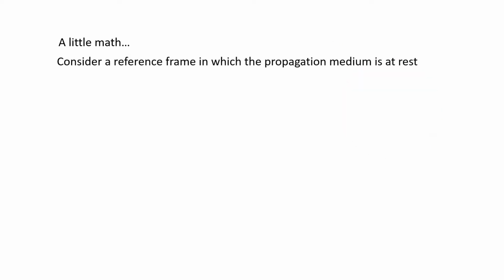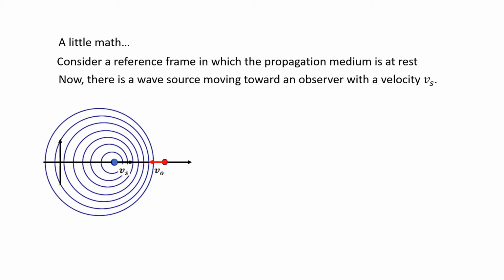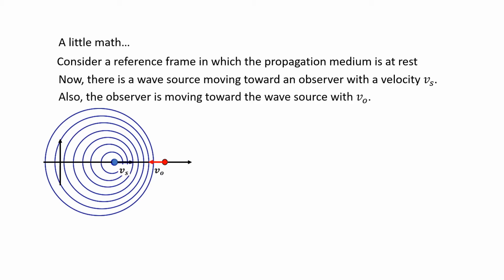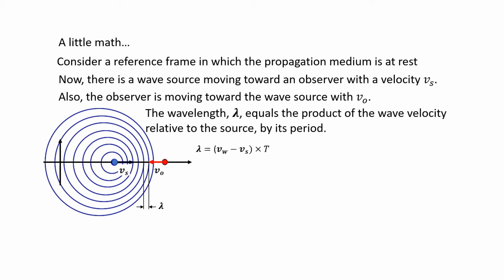Crybaby. Consider a reference frame in which the propagation medium is at rest. Now, there's a wave source moving toward an observer with a velocity v sub s. Also, the observer is moving toward the wave source with v sub o. The wavelength lambda equals the product of the wave velocity relative to the source by its period, which is the inverse of the frequency. Are you with me?